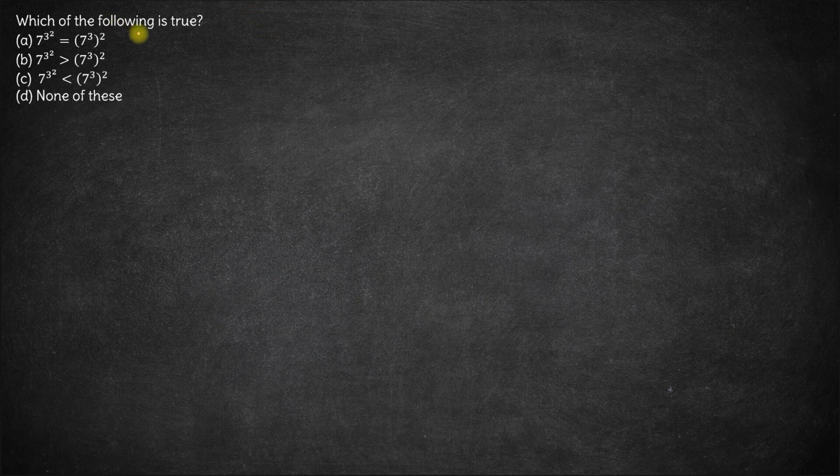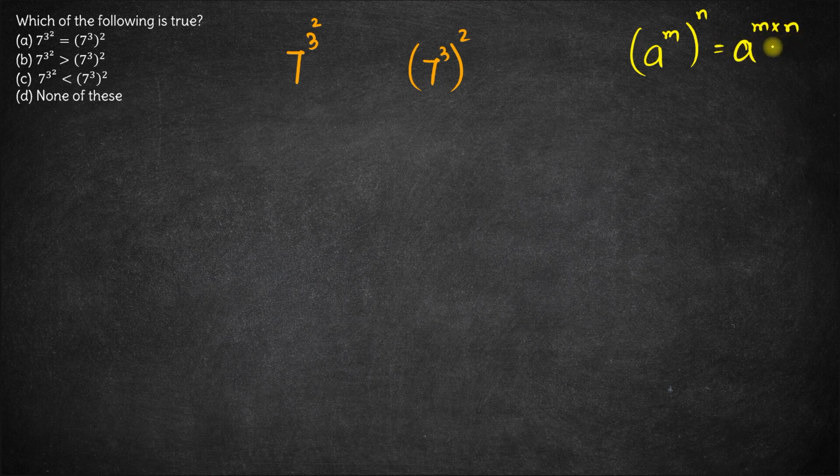Hi. Now this is a very standard question based on properties of indices. So we have two terms here, 7 raised to the power 3 raised to the power 2, and 7 raised to the power 3 whole raised to the power 2. Okay. Now we know in this case, if you have a number like this, a raised to power m raised to power n, this is equal to a raised to power m into n. This is the property. Okay. So this term here comes out to be 7 raised to the power 3 into 2, which is 7 raised to the power 6. And here this power 2 is on 3 and not 7 cube. The power 2 is only on 3.